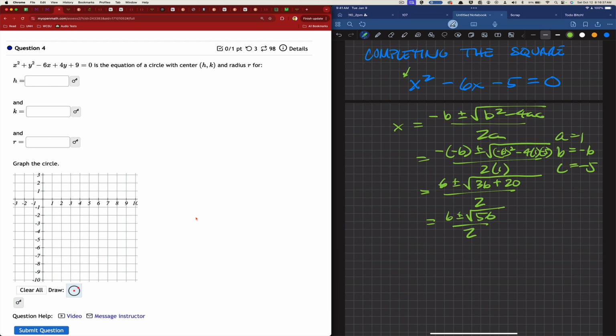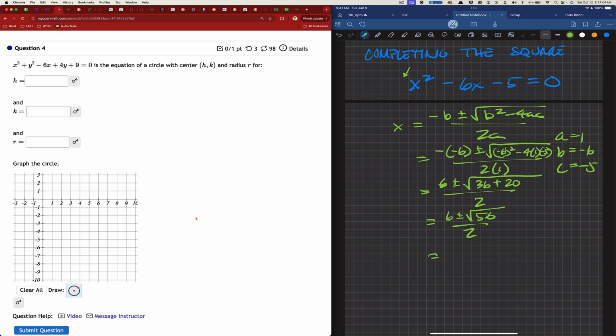It's not a particularly beautiful number, 56. 56 is divisible by 4, I believe. 1, 4, 16, 4. Yep. So 56 is the same as 4 times whatever that was. 14. Okay. So I'm going to simplify this.